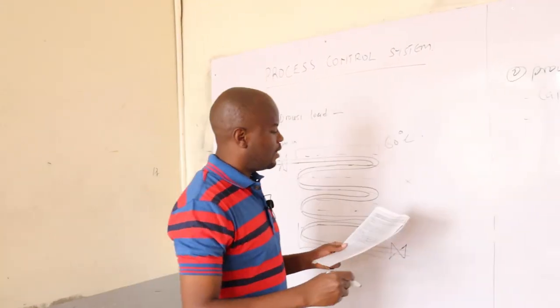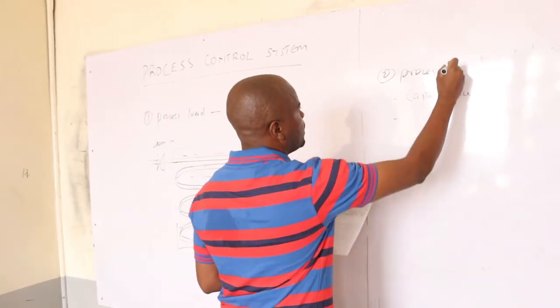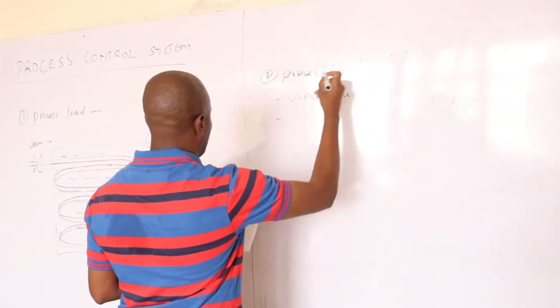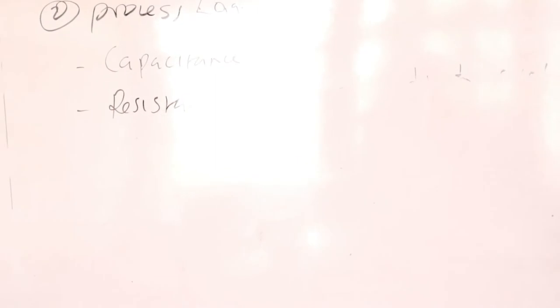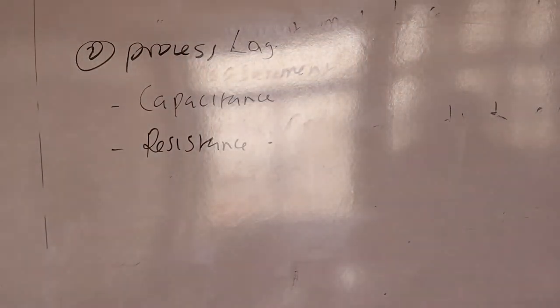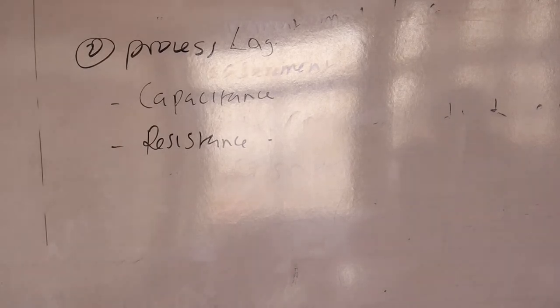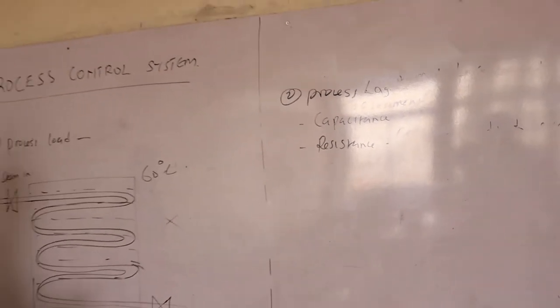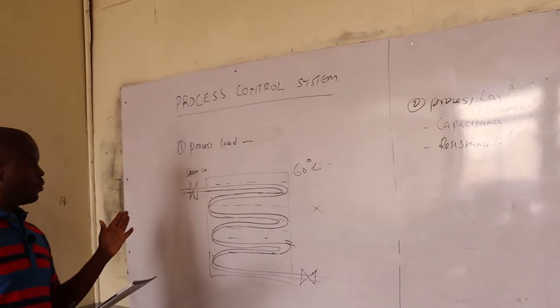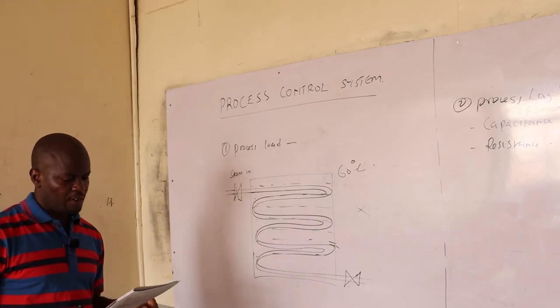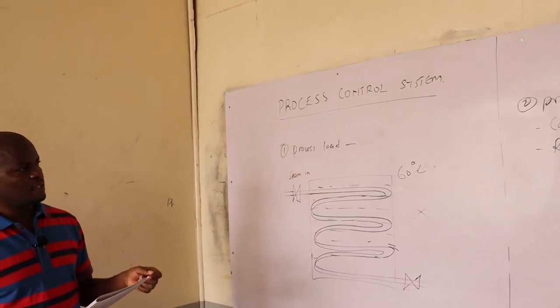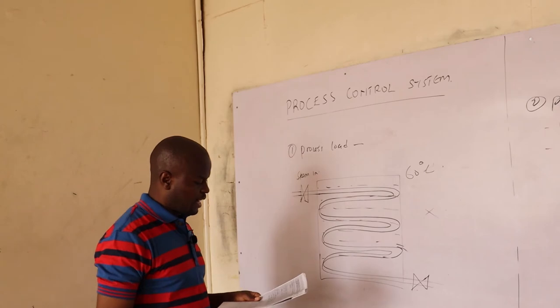The other property that also determines the process lag is what we refer to as the resistance. The resistance is simply the opposition to the flow. And the resistance that we are talking about in this case is thermal resistance, which will not allow a smooth flow of the control agent into that particular system. This is what we are referring to as the resistance. Or we can talk about the dashpots.